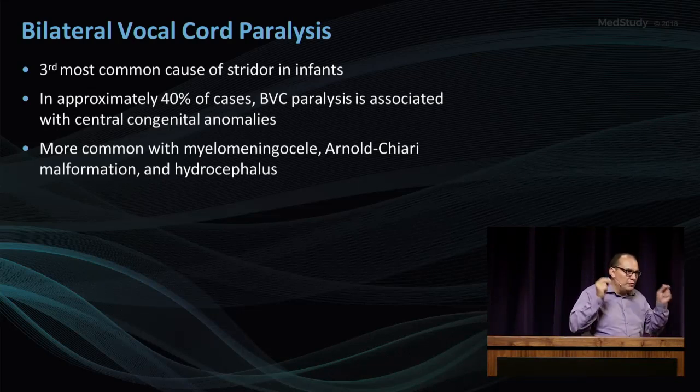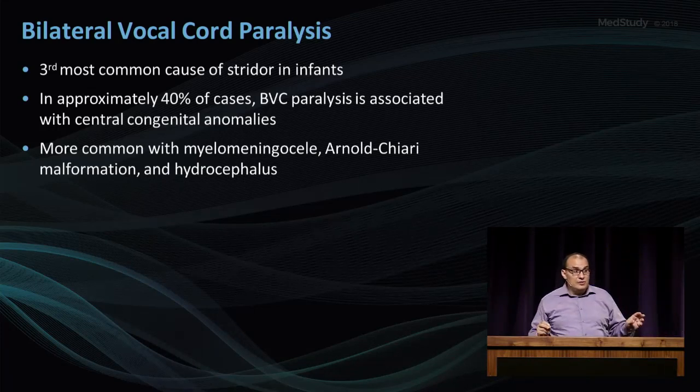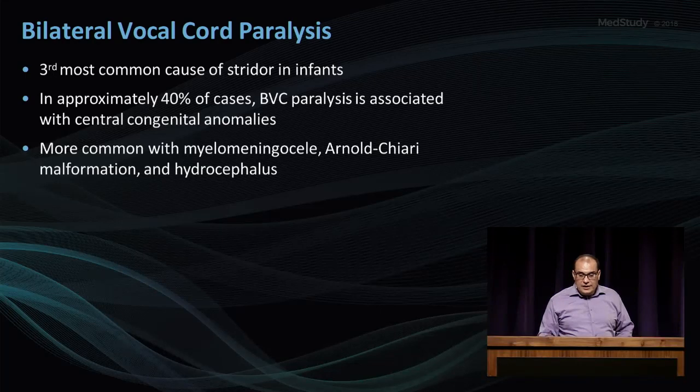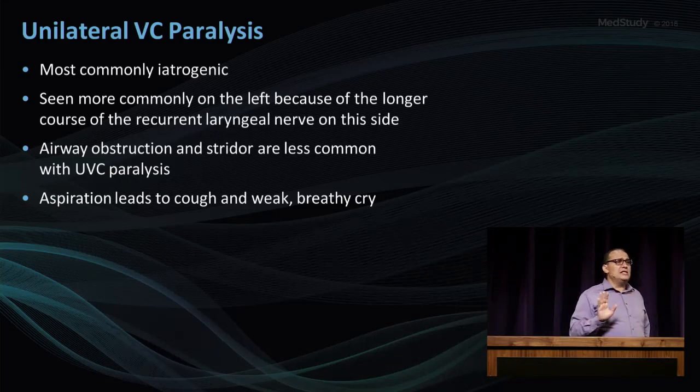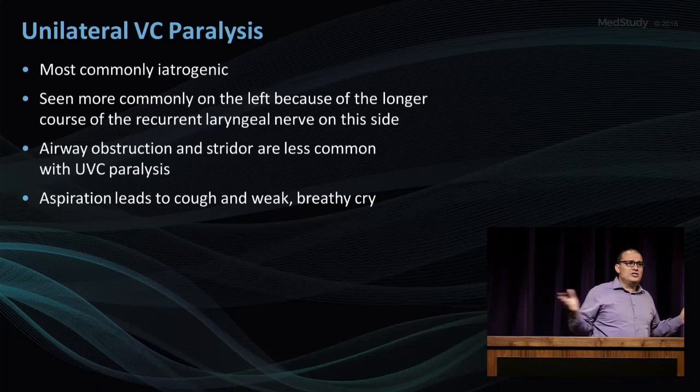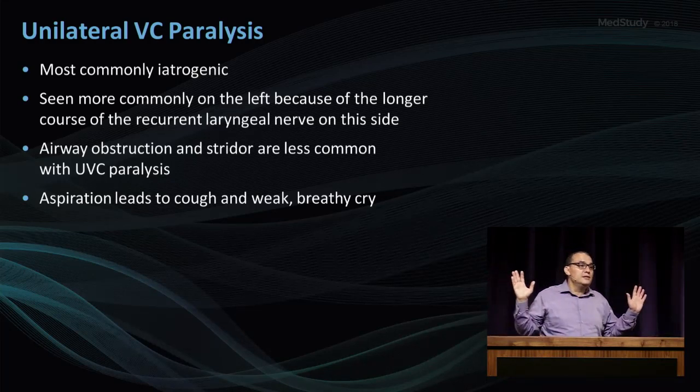Find what's putting a compression on both recurrent laryngeal nerves. It is the third most common cause. And as I said, you have to rule out a central cause. When you come to unilateral, and this is the scenario, a kid who had a PDA ligation coming with a stridor. What's the diagnosis? Unilateral vocal cord paralysis.